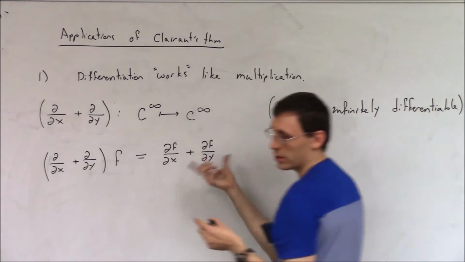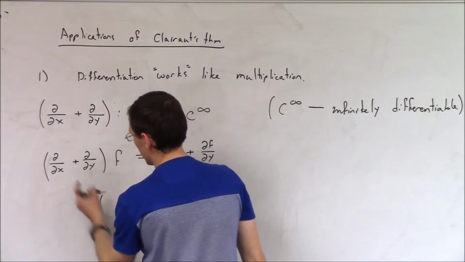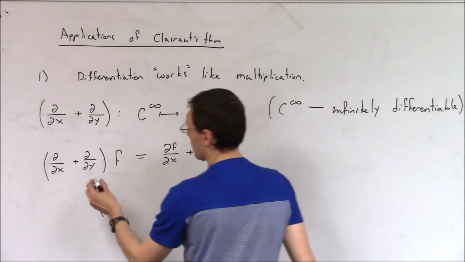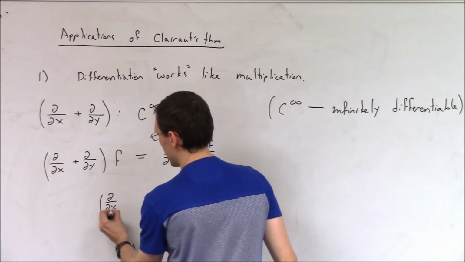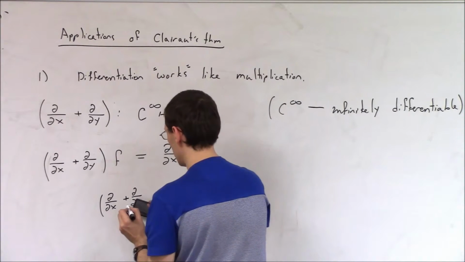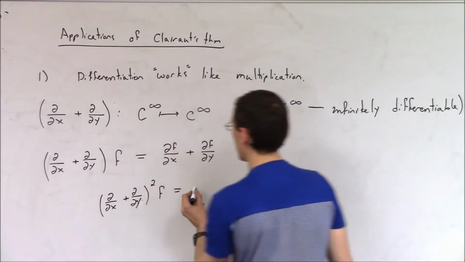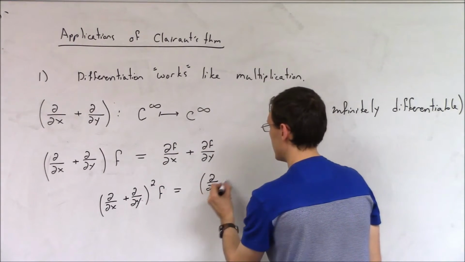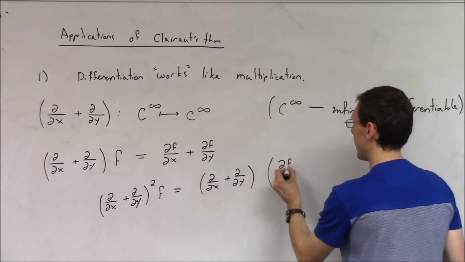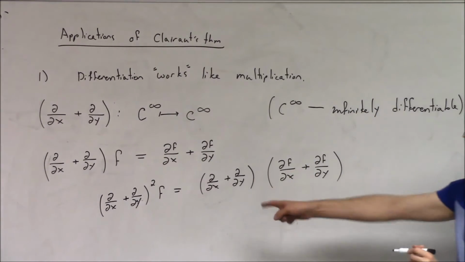So when you study things, you're going to use operators. Things are going to be complicated like that. By the way, it's a linear map, but it's a linear map from C infinity to C infinity, okay? So then imagine you want to compose it with itself. So then you can say (d/dx plus d/dy) squared applied to f is really the same as d/dx plus d/dy applied to df/dx plus df/dy. Okay? So that's the square.